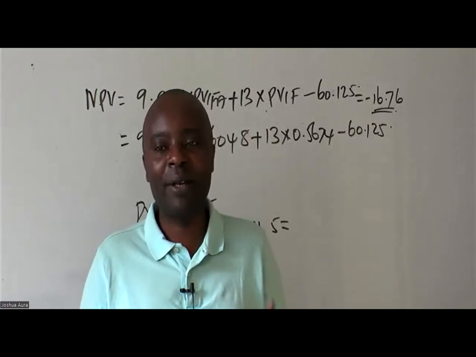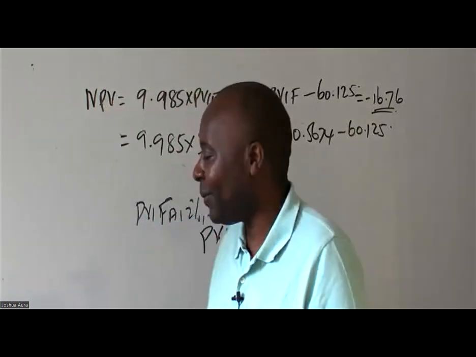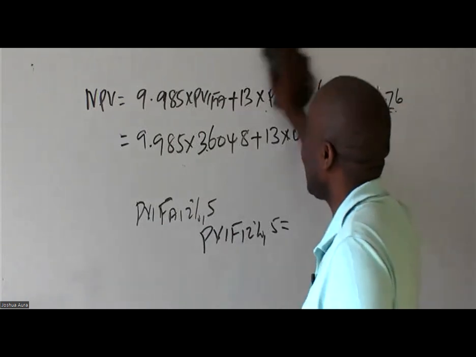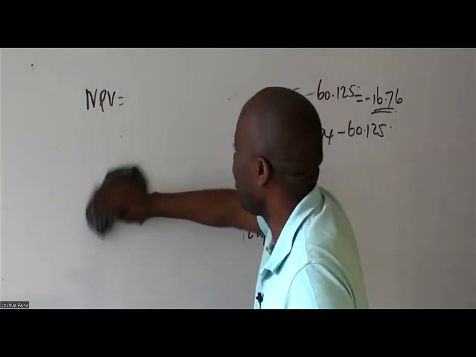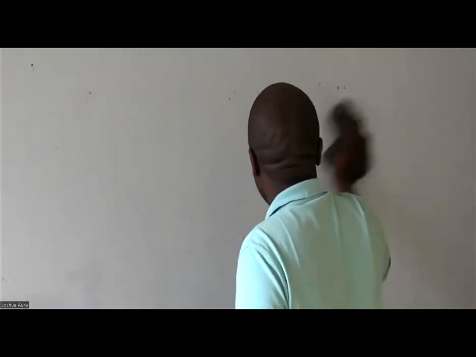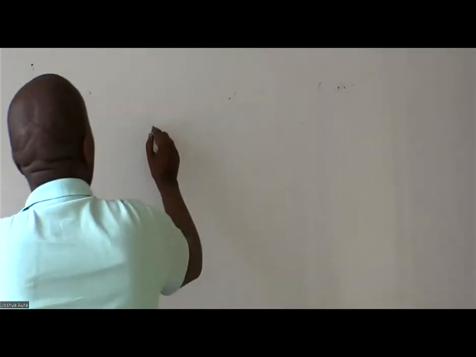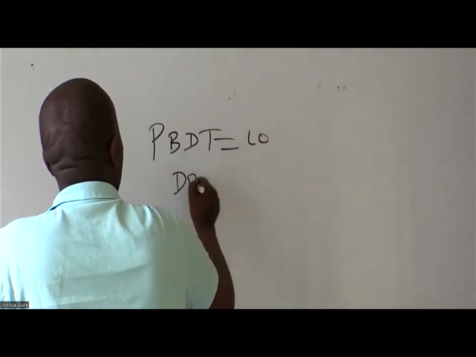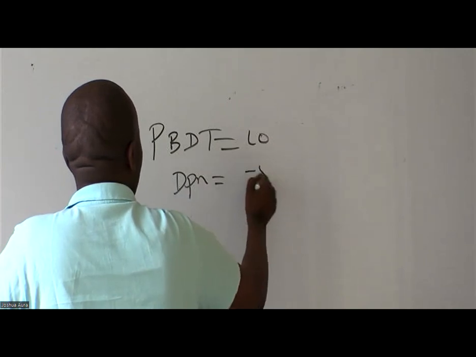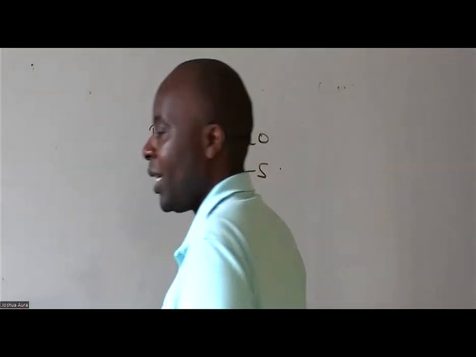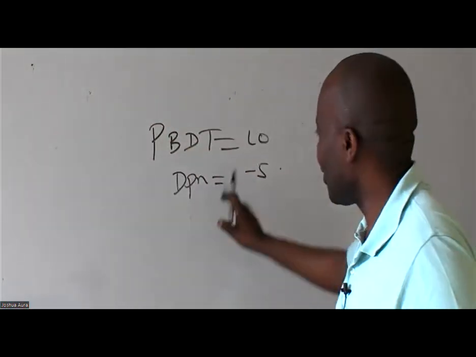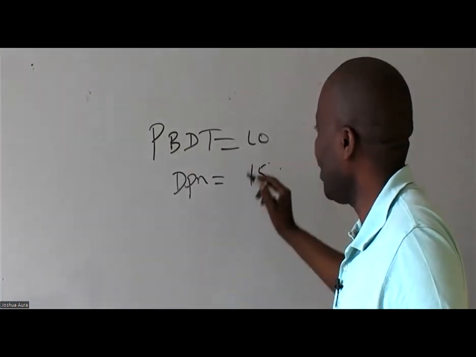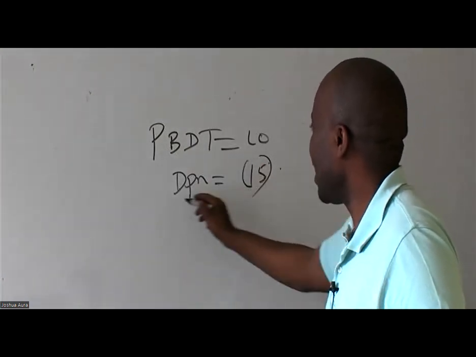Don't forget these basics as we get to exams. Remember what we said in our normal class. If, for example, you're given profit before depreciation and tax of, say, 10, and then we have depreciation of, say, 15.